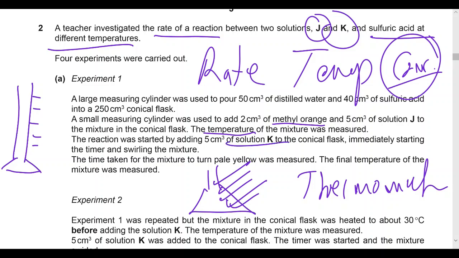So when you add the K solution to the conical flask, immediately you are going to start the timer, and swirl the mixture, that means you have to stir it, you have to shake it. The time taken for the mixture to turn pale yellow, that means the color will be converted from the orange to yellow. The final temperature of the mixture was measured. Here you have measured the initial temperature and final temperature.